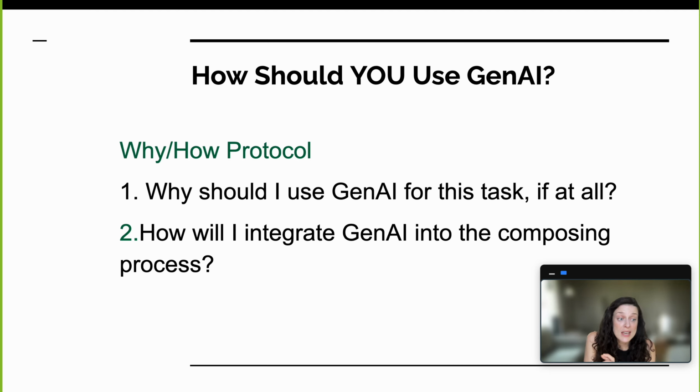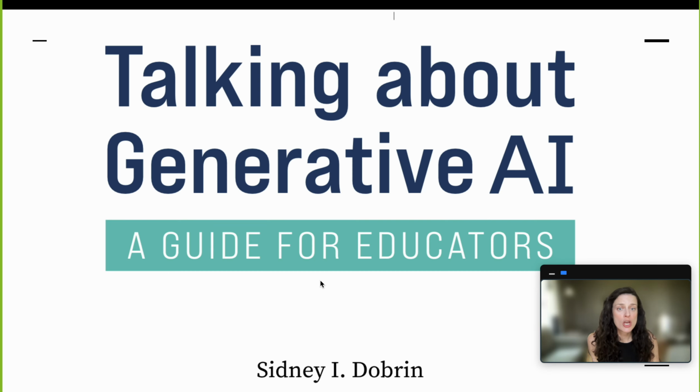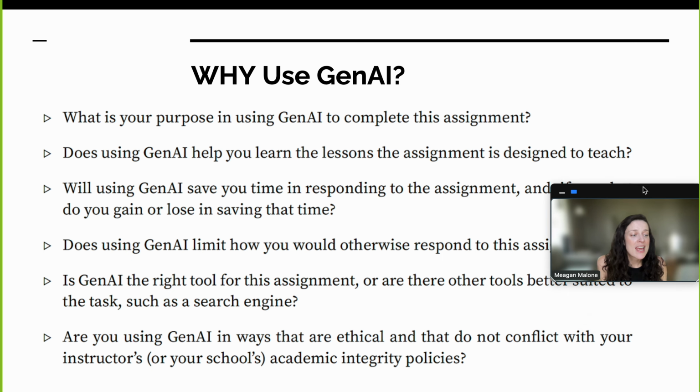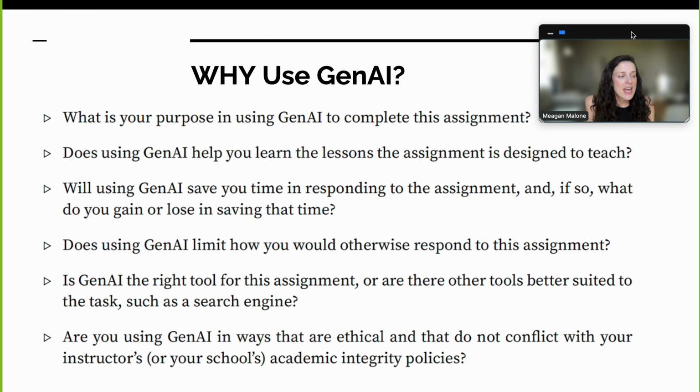So in light of that, I am asking you, for every time you sit down to perform an activity or an assignment, I'd like you to go through a 2-part process in which you consider why you might use AI on the particular task, and if so, how you will use it. And so there are some formal steps for each part. So I want you to begin by asking why you might use GenAI. And the following questions come from Sydney Dobrin's book on teaching in an age of GenAI. These questions are composed for students working on assignments. However, I find them applicable to most writing situations.